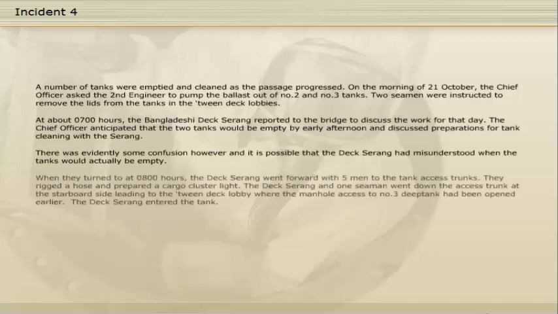When they turned to at 0800 hours, the deck sarang went forward with 5 men to the tank access trunks. They rigged a hose and prepared a cargo cluster light. The deck sarang and 1 seaman went down the access trunk at the starboard side leading to the tween deck lobby, where the manhole access to number 3 deep tank had been opened earlier. The deck sarang entered the tank.